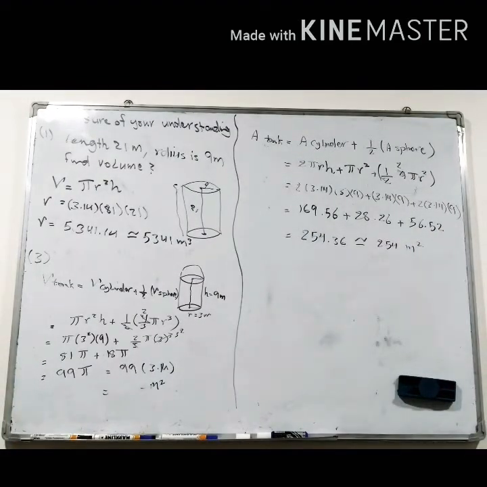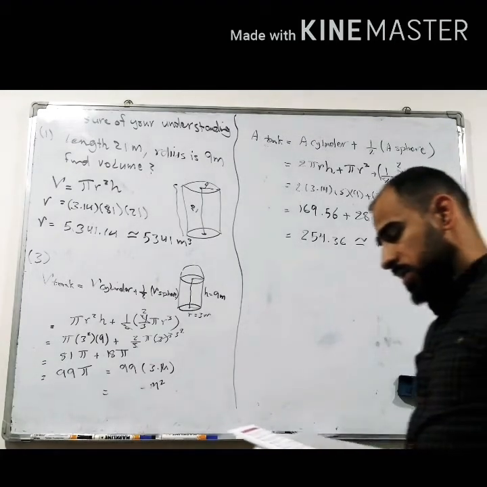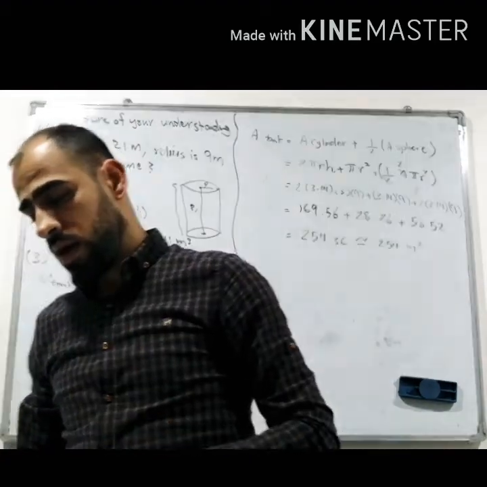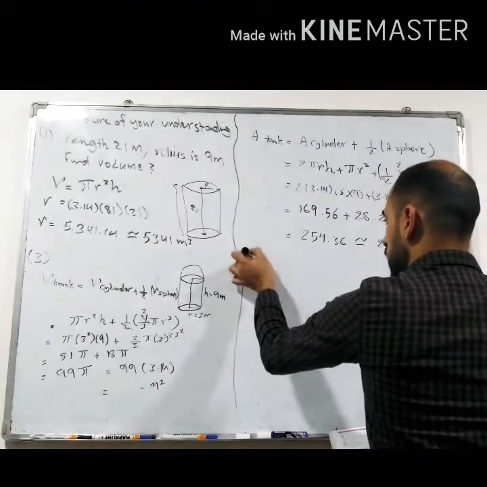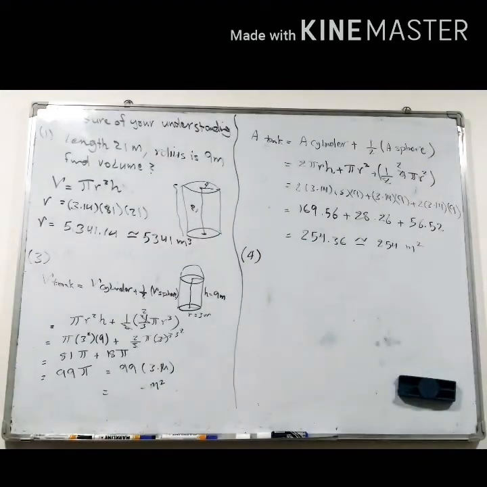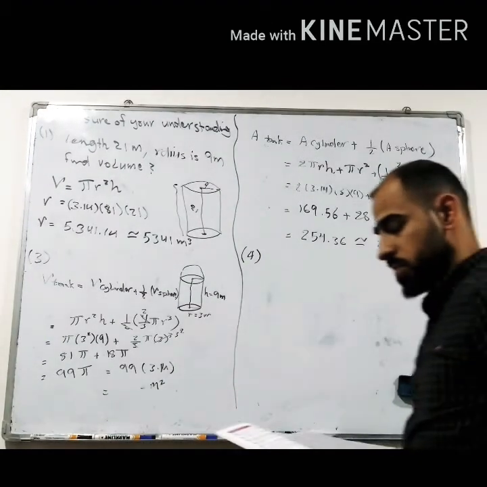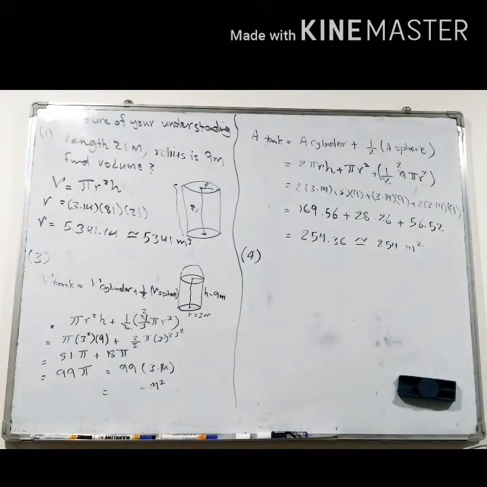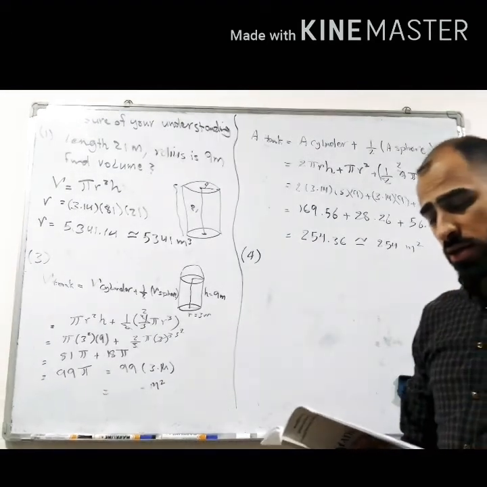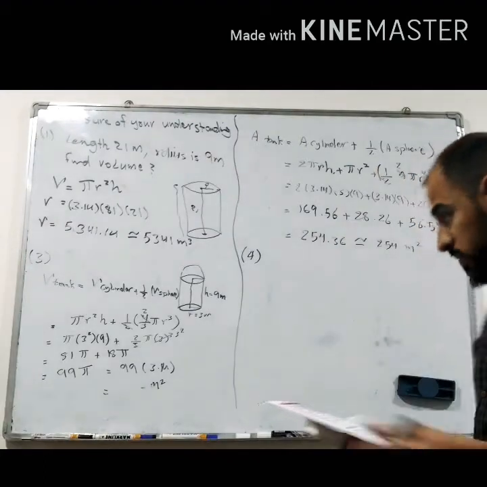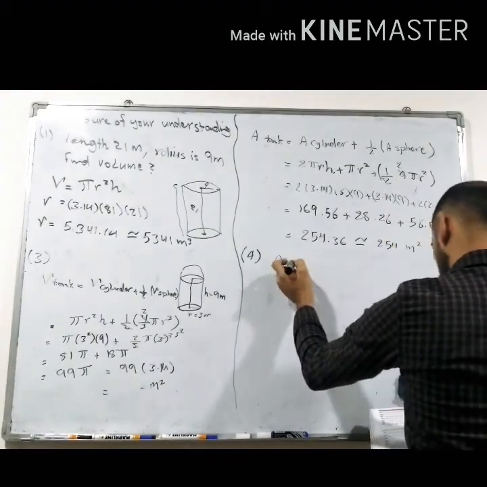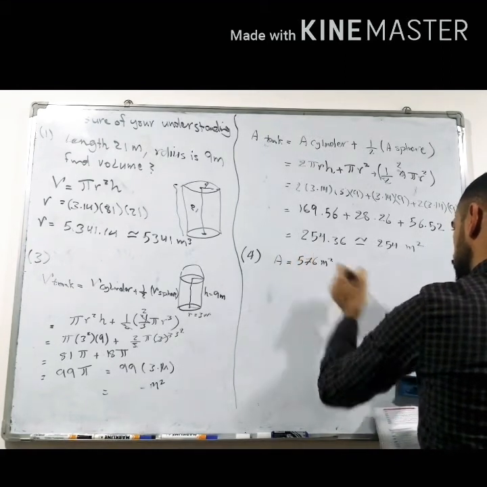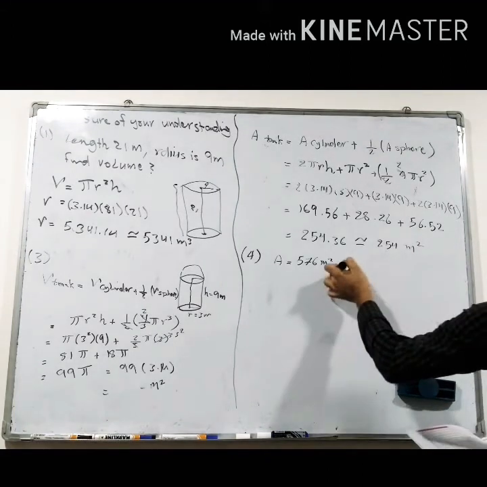Question number 4. A spherical fuel dump has a surface area of 576 pi m to the power 2. Find the volume. Here the shape is a sphere of fuel, meaning a fuel tank in the shape of a sphere. This surface area is given: the area of the sphere is 576 pi m to the power 2. Okay? Find the volume.